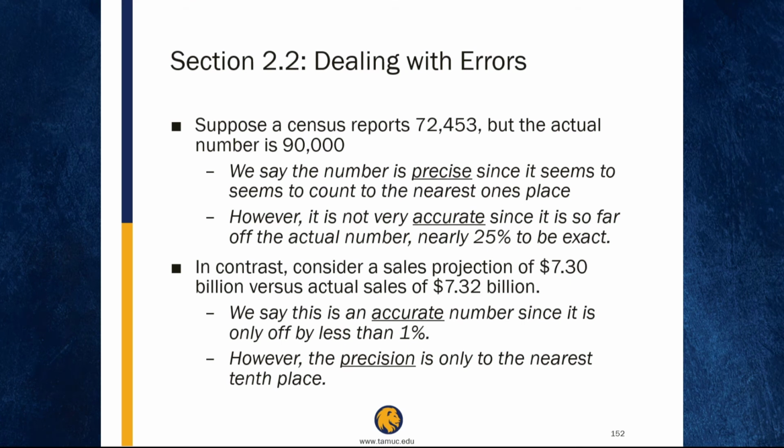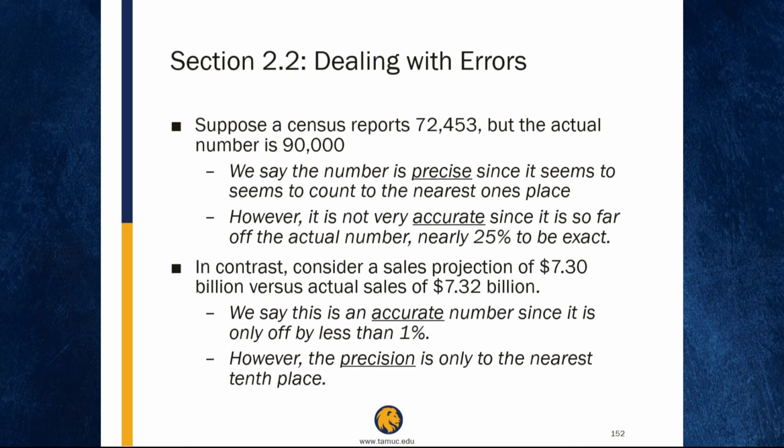Now suppose a census reports 72,453, but the actual number is 90,000. We say the number is precise since it seems to count to the nearest ones place. However, it's not very accurate since it is so far off the actual number, nearly by 25% in this case. So the actual reported census number is quite a ways off of the 90,000, even though it seems to count to a fairly small digits place.